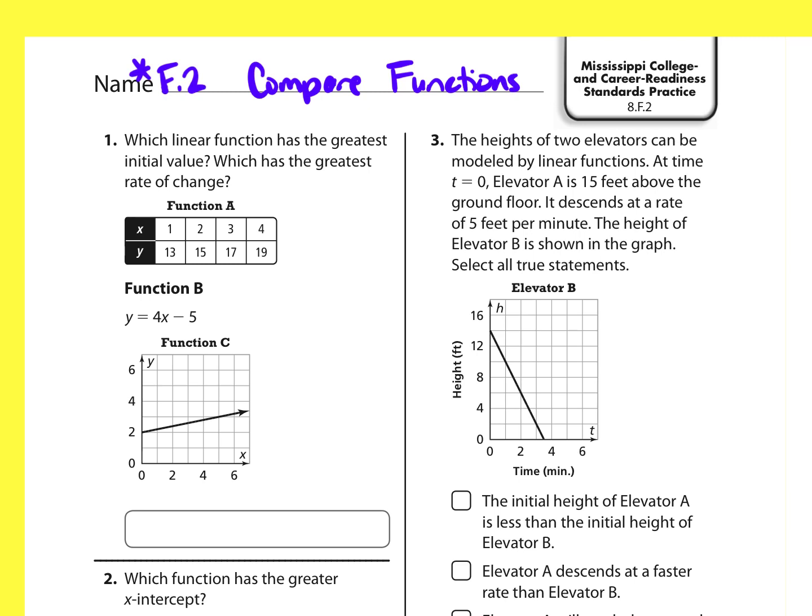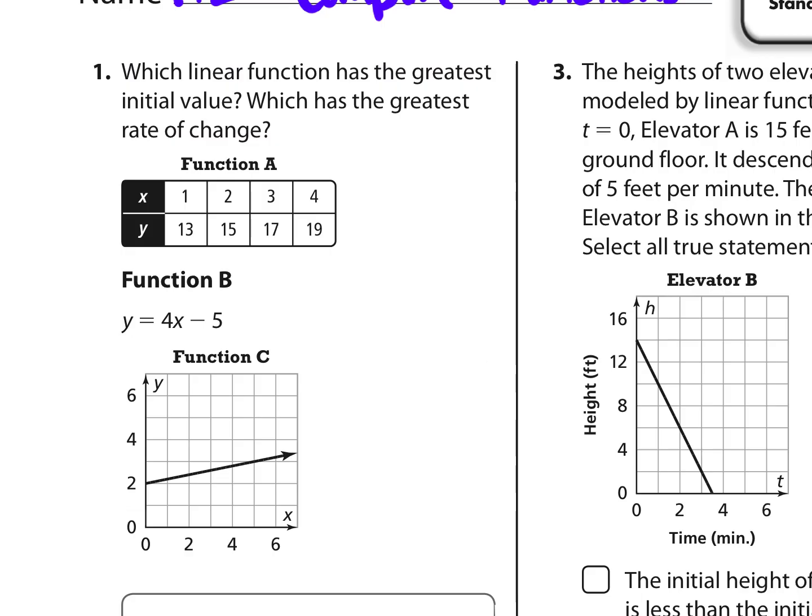Section F2, which is the standard F2, is about comparing functions. Number 1, which linear function has the greatest initial value? Which has the greatest rate of change? So we'll start with initial value. That is b, the y-intercept.